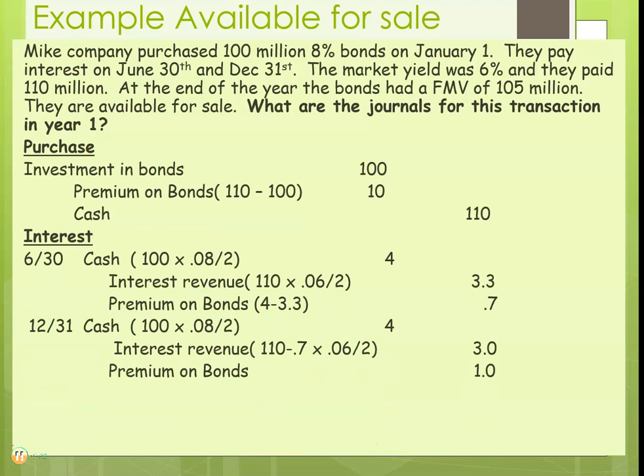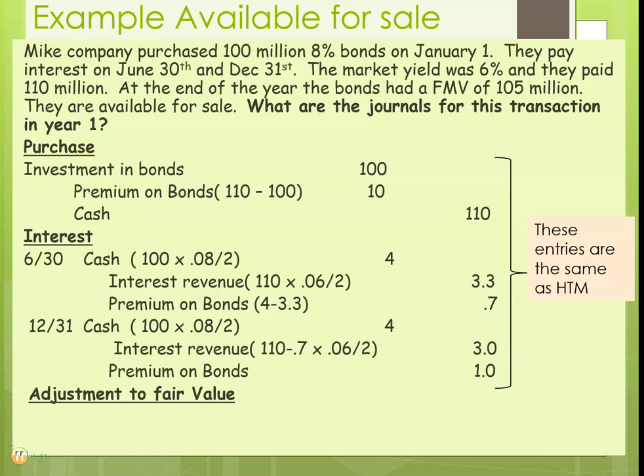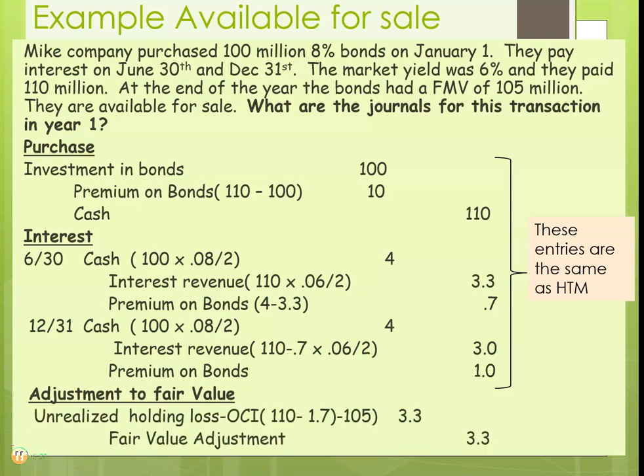Same one. So our journal entries are exactly the same. We book our investment. We book our 2 interest amounts that we received. However, what we do have to do is adjust to fair market value. So it says that it has a value of $105 million. Our net book value is, I think, 108.3. So we're going to have to write off $3.3 million, and the offset is going to be fair value adjustment.